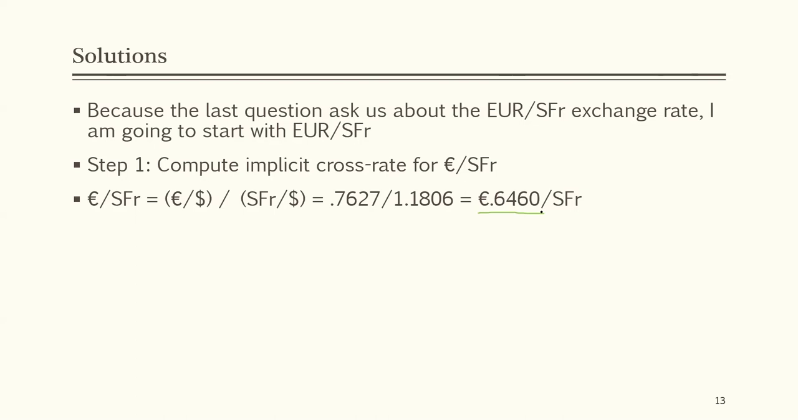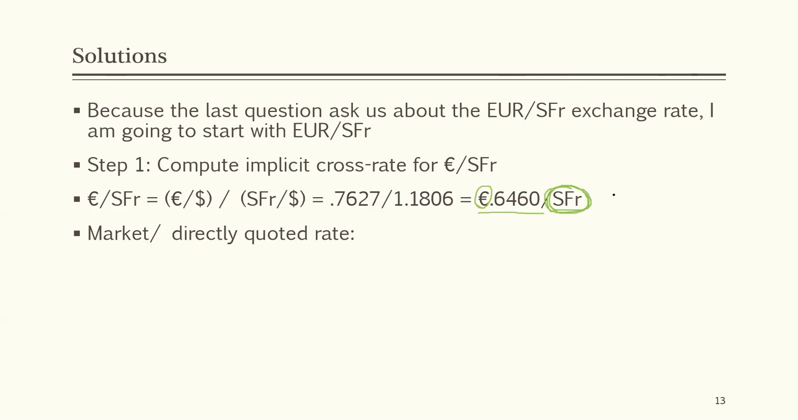So why did I want to compute the cross rate here? Now, we mentioned before that with the arbitrage strategy, we want to identify an asset that is priced differently in two markets, yeah? So in this case, we're interested in the value of the franc. Here, I'm just trying to calculate the value of the franc in the euro based on the two rates that the first two banks quote, okay?